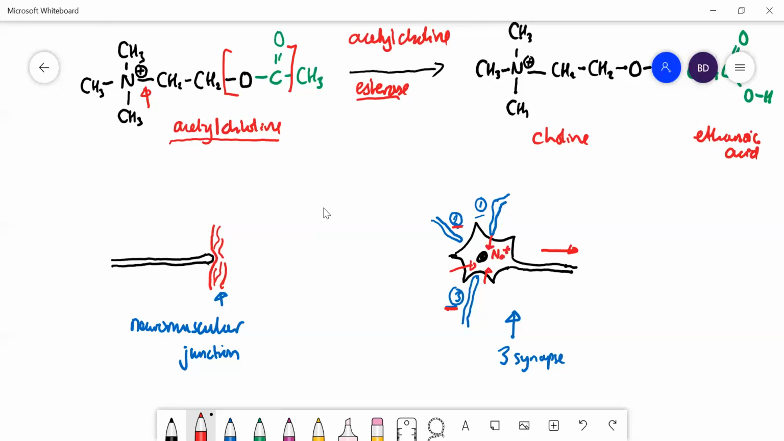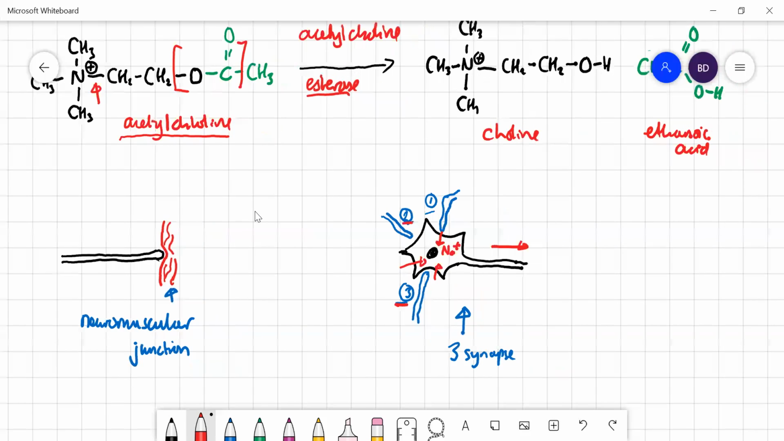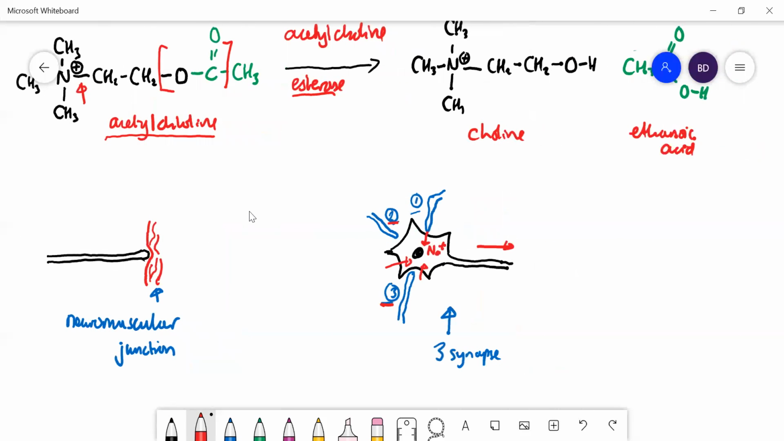Finally, there are other neurotransmitters. Some of them you may have heard of, and these tend to be important in the brain, as well as in the peripheral nervous system. So you may have heard of serotonin, which is made from the amino acid tryptophan. That's very important in maintaining mood.